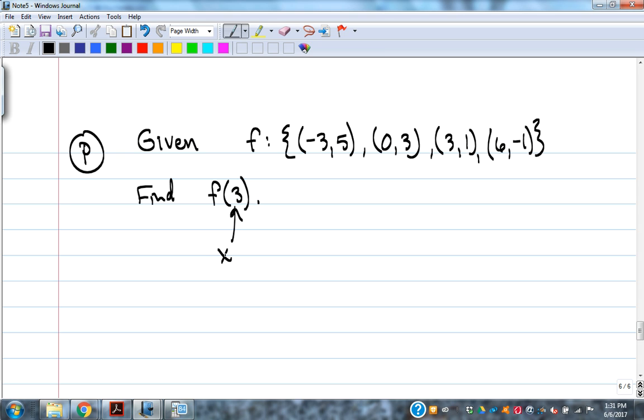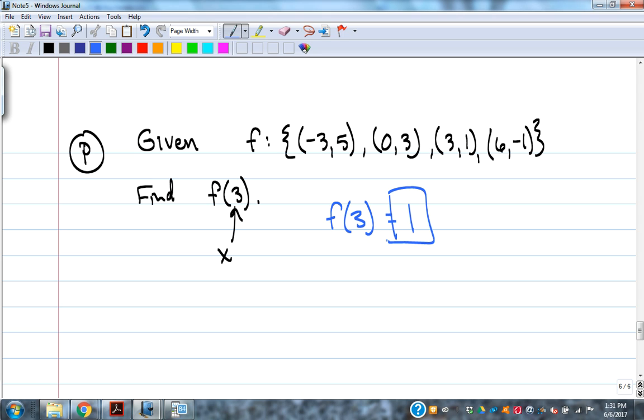Remember that that's an x value. So what you do is you go into your function up here, your set of ordered pairs. Okay, where's the x value of a 3? The first one's -3, so that's not it. The second one's 0, that's not it. Hey, there's an x value of a 3. What's the y value that goes with that one? 1. So f of 3 is equal to 1.